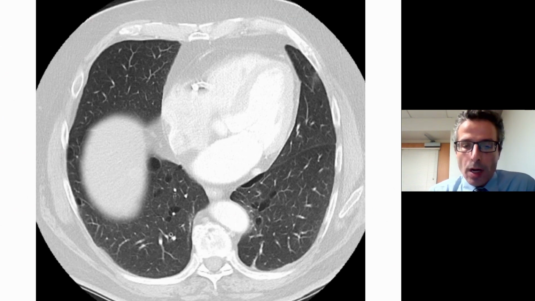Now, the cysts in Birt-Hogg-Dubé, as you can see in the CT scan, can have multiple different forms. They're not just like LAM, where they're round and surrounded by a thin membrane.